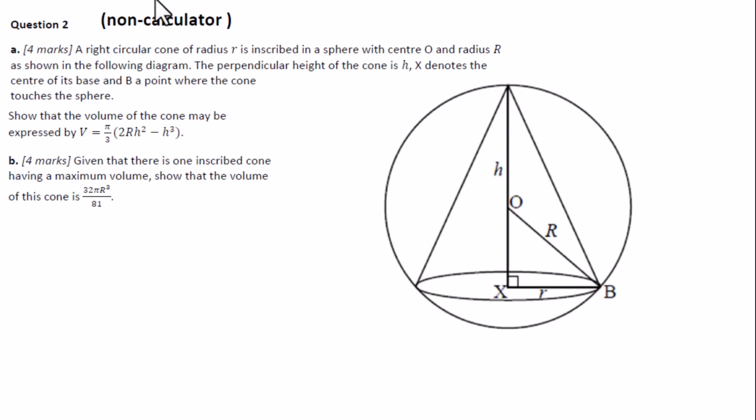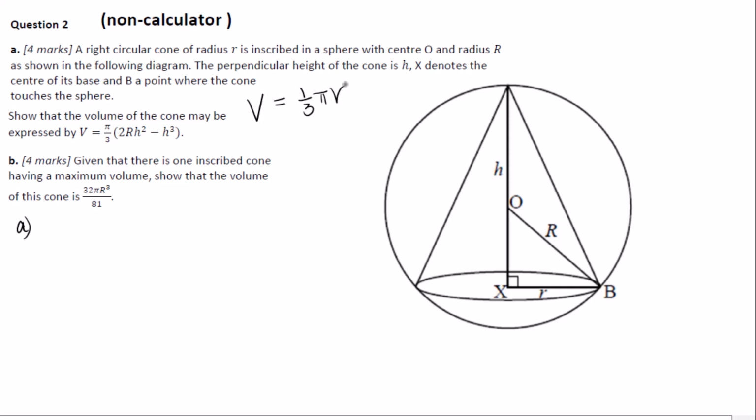Show that the volume of the cone may be expressed by V equals pi over 3 (2Rh squared minus h to the third power). We do know the volume of a cone equals 1/3 pi r squared times the height. Change this r into capital R and h.